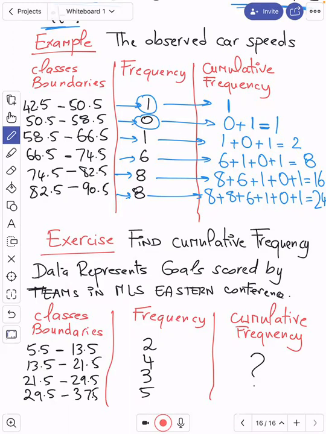Someone is saying 2, 6, 9, and 14. Yeah, that's excellent. That's the answer. Absolutely.